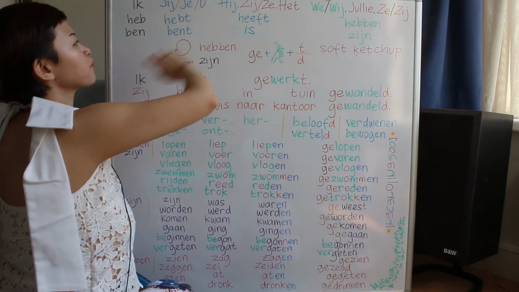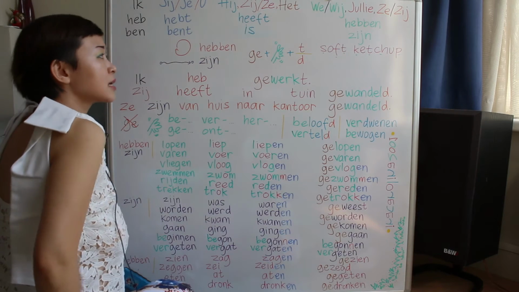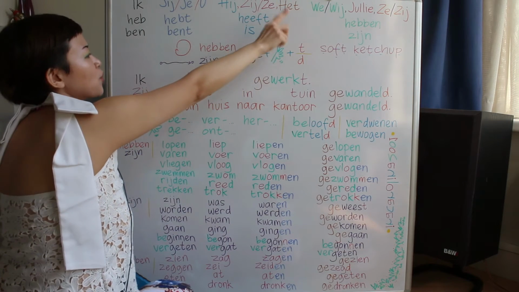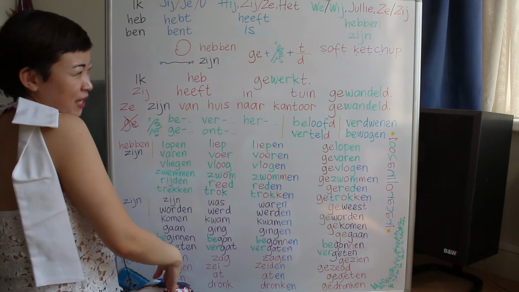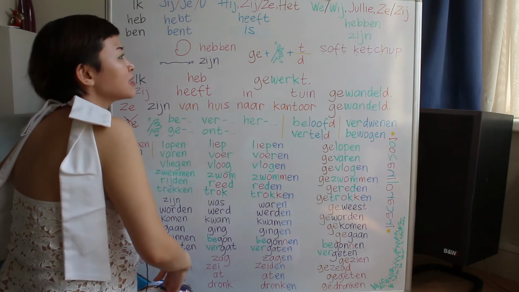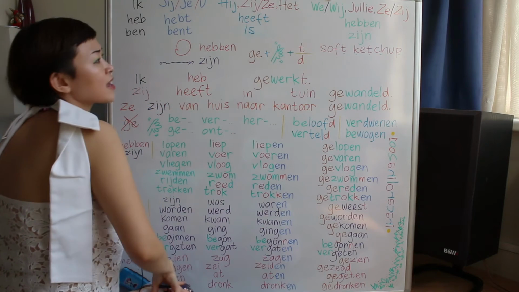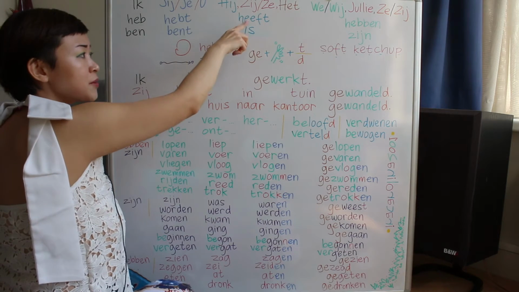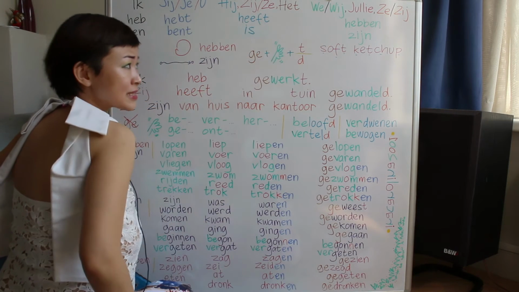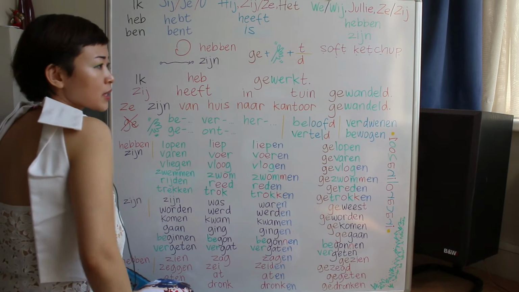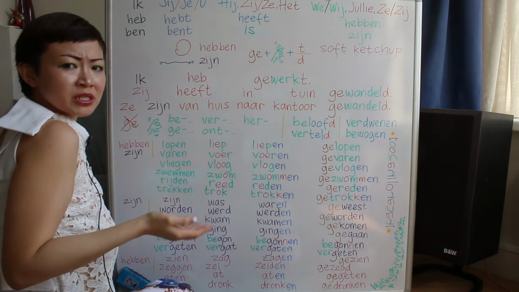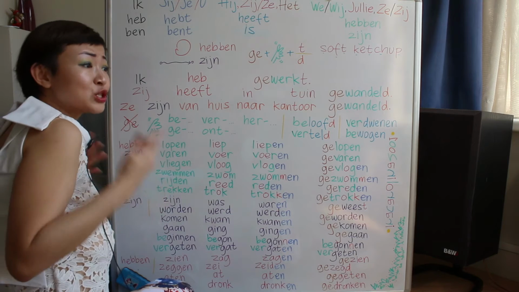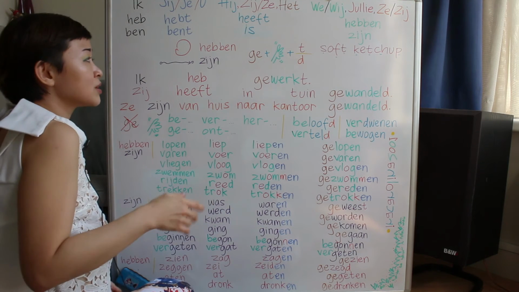Hij, he. Zij, ze, she. Het, it. We, wij, we. Jullie, you guys. Ze, zij, they. Zij and ze are used for she, and zij and ze are also used for they, the same. How do we know if it's for she or for they? It's by the verb that is used after we say the ze or the zij.